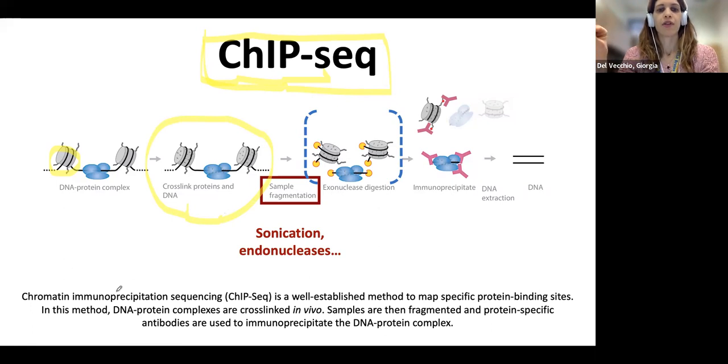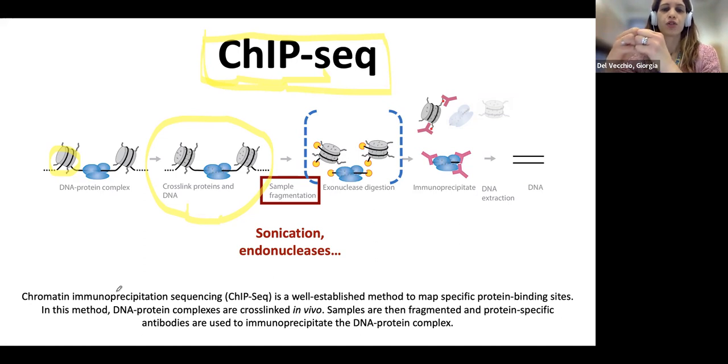So we want everything to stay together because if we don't cross-link the protein to the DNA and we fragment the DNA and process the samples, this connection can be lost. So we want them to stay together. So we are going to cross-link the protein to the DNA first.